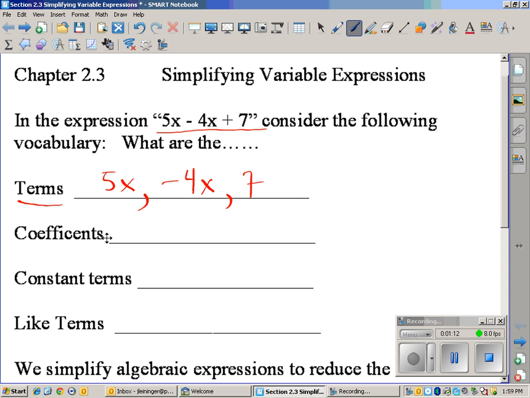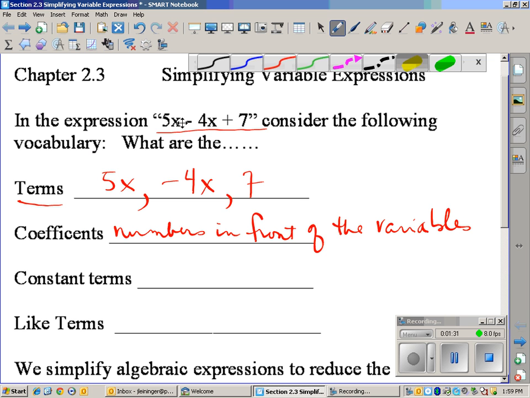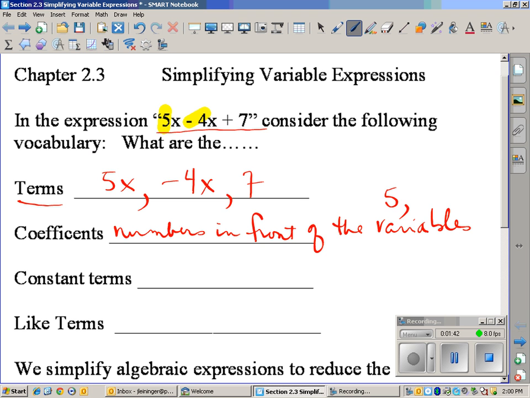The coefficients are the numbers in front of the variables. So I see two variable terms in this particular expression. See, I can highlight them. Here's a coefficient, and here's a coefficient. I see 5x, the number in front of 5x is 5. I see negative 4x, the number in front of that term is negative 4. The sign goes with the 4.